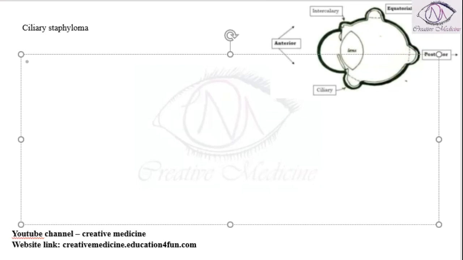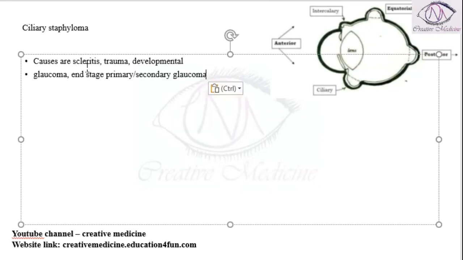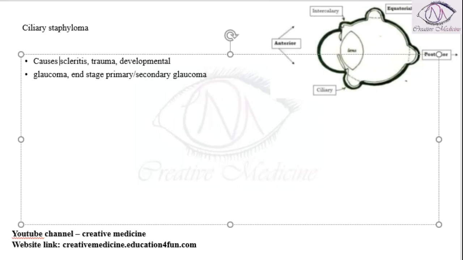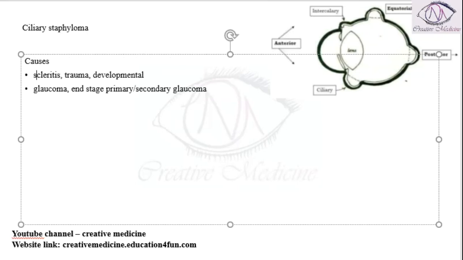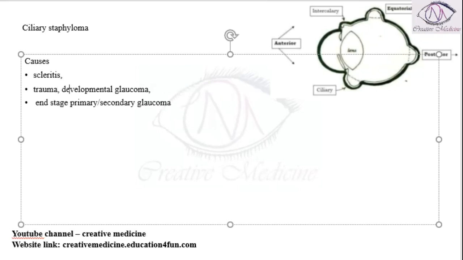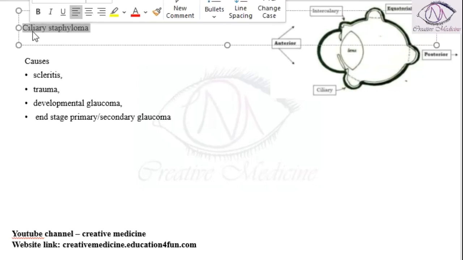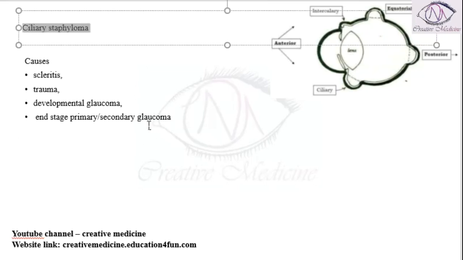Then we have the causes of ciliary staphyloma. It can occur due to scleritis, trauma, developmental glaucoma, end stage primary and secondary glaucoma. Scleritis, trauma, developmental glaucoma, end stage primary and secondary glaucoma will result in ciliary staphyloma.